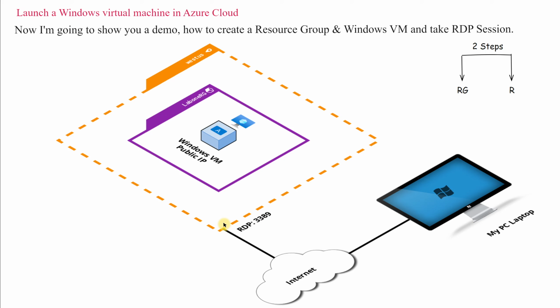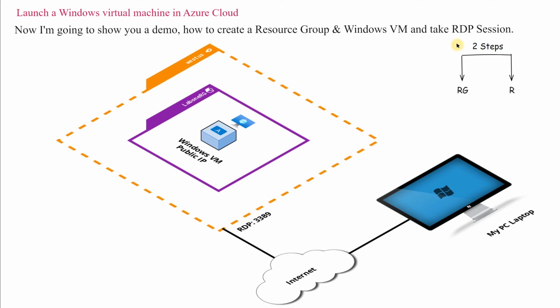Now I'm going to show you a demo of how to create a resource group and VM and take the RDP session of it. This is the resource group we are going to create, with the name lab 1. It's in a region, and I'm going to install a Windows VM with a public IP address. After that, from my laptop, I'm going to connect to the RDP of this VM, which is installed on Azure.